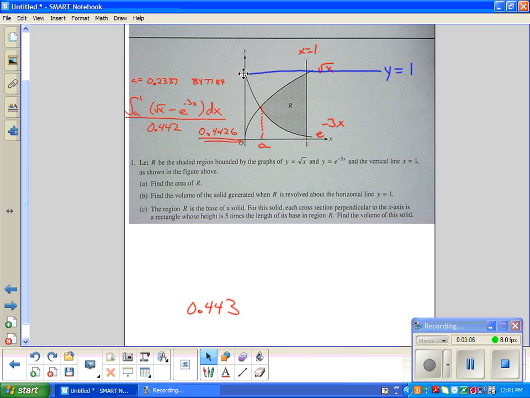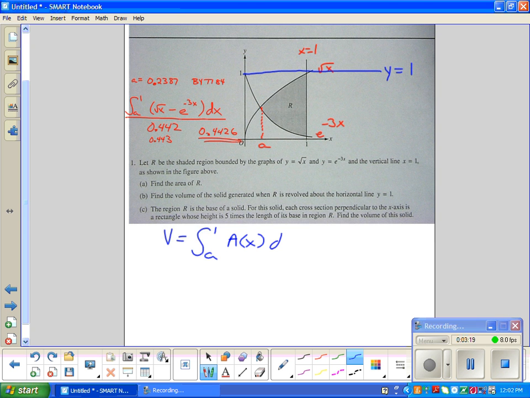I accidentally got a trailer here that I didn't capture, to bring that up here. All right, volume equals the integral. Do we agree it's from A to 1 this time? Of the area, dx. And because we're going around a horizontal line, we're going to do this with respect to x.